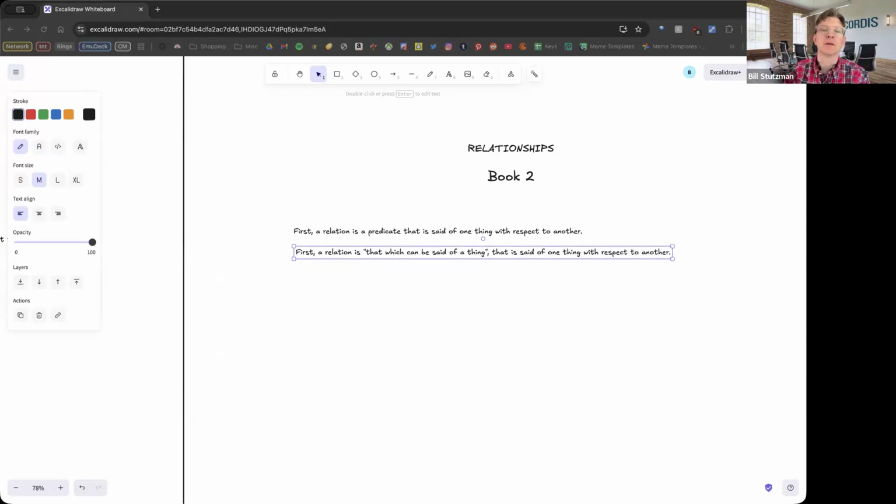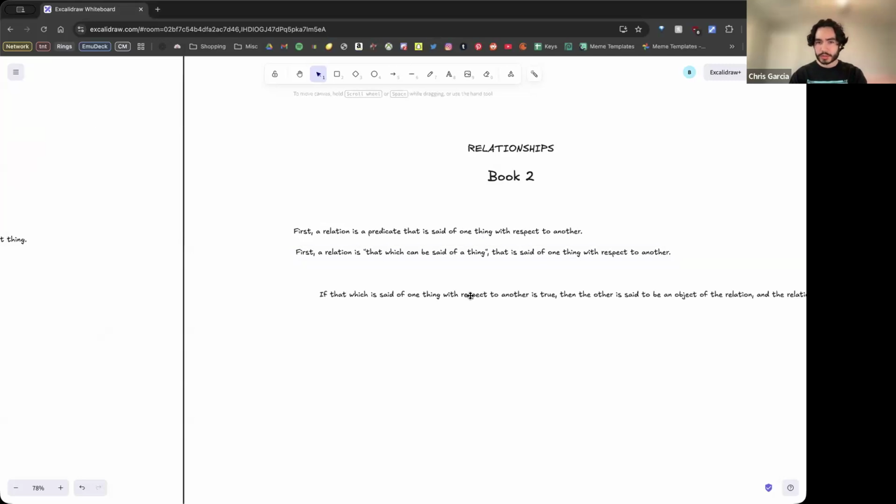Very good. Okay. Moving on then. If that which is said of one thing with respect to another is true, then the other is said to be an object of the relation, and the relation is thus said to be predicated of the first with respect to the second. Awesome.